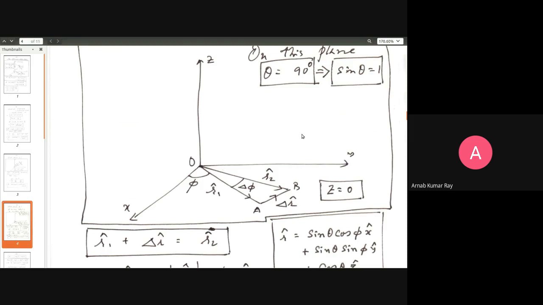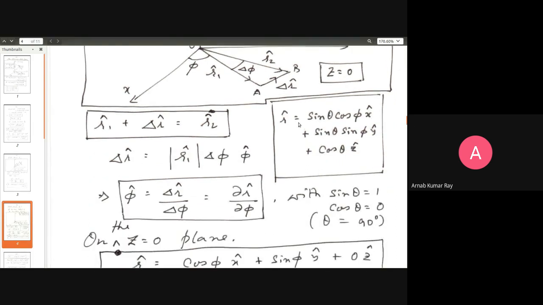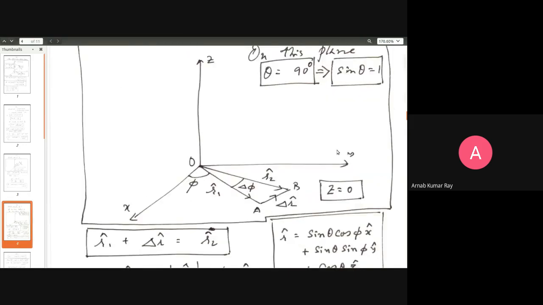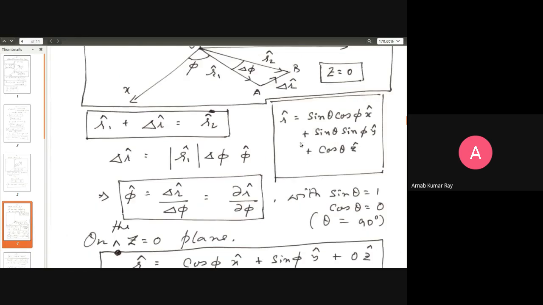So on this plane, theta is 90 degrees. Therefore, sine theta will be 1. Remember, r cap is equal to sine theta cos phi x cap, sine theta sine phi y cap, and cos theta z cap. So if theta is 90 degrees, that is pi by 2, then cos theta will be 0 and sine theta will be equal to 1. That is the constraint you have to apply in the formula for the unit vector of r.